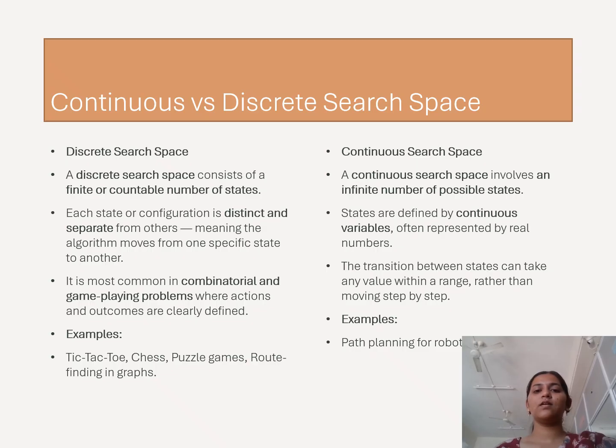Continuous search space. A continuous search space involves an infinite number of possible states. States are defined by continuous variables, often represented by real numbers. A transition between states can take any value within a range, rather than moving step by step. For example, path planning for a route.